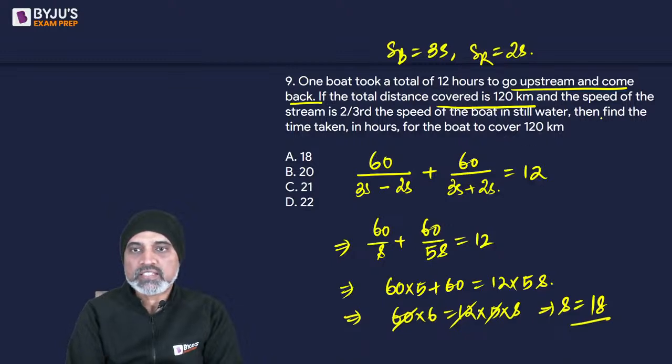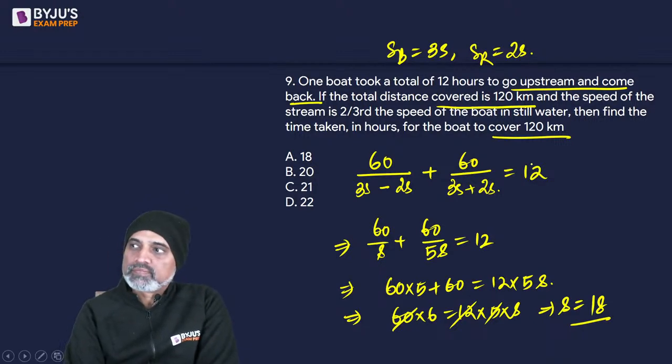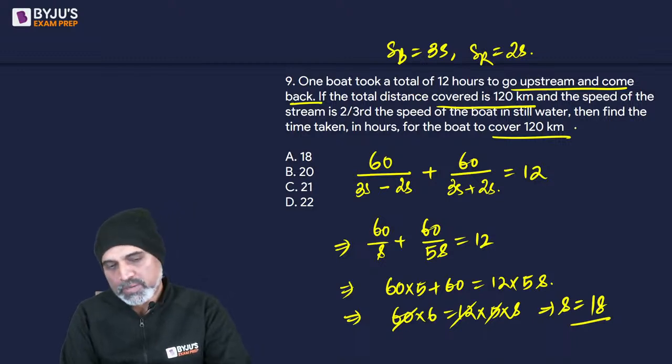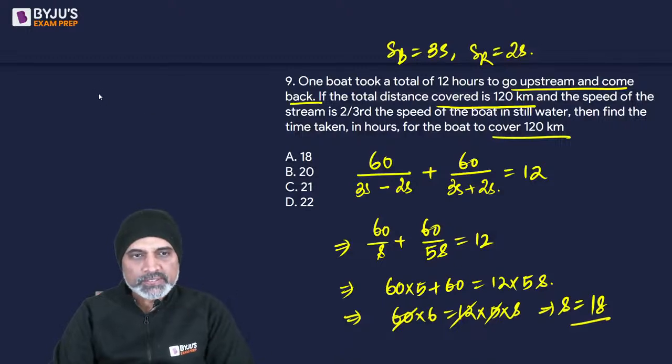Now the question says find the time taken by the boat to cover 120 kilometers. So does it have to go upstream and downstream, or does it have to only go one way?